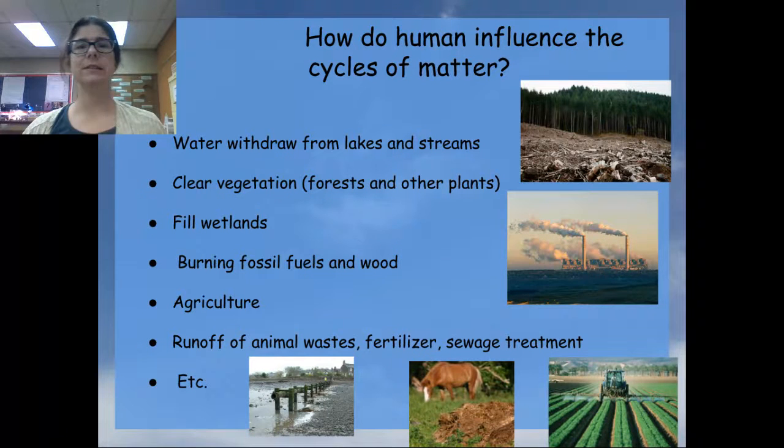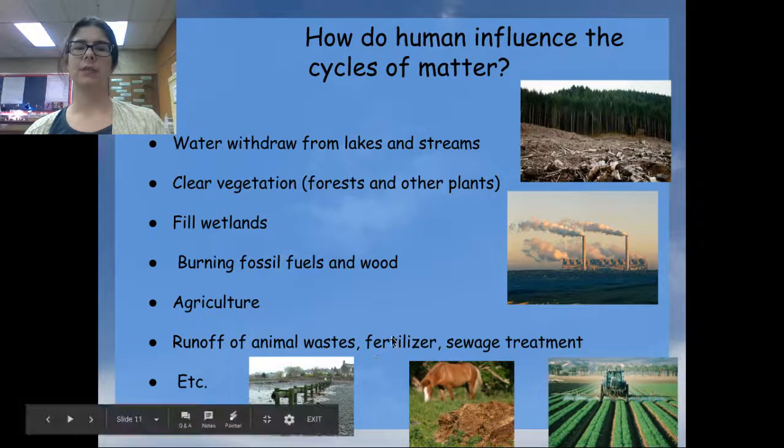So how do humans influence the cycles of matter? Well, water withdrawal from the lakes and streams will affect the water cycle. When you clear vegetation, forests, and other plants, it's going to affect the carbon cycle through reduction of plants that can participate in photosynthesis. It also changes the landform, and so erosion may alter the percolation and the runoff for the hydrologic cycle. Clearing some of that vegetation may also alter the soil components, and so the nitrogen cycle may be adjusted as well. When we fill wetlands, we're again altering multiple cycles. Burning fossil fuels and wood, big contributor to the carbon cycle. Farming, agriculture will contribute to all cycles, especially the nitrogen cycle. Runoff of animal waste, fertilizer, sewage treatment, water cycle, nitrogen cycle, you name it.